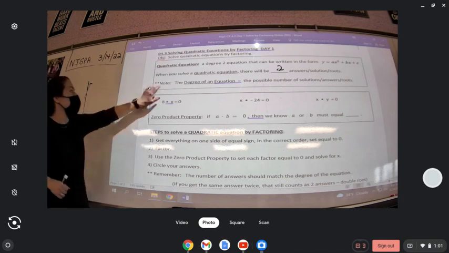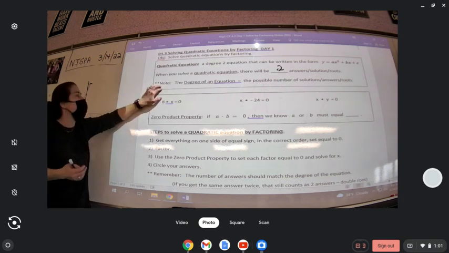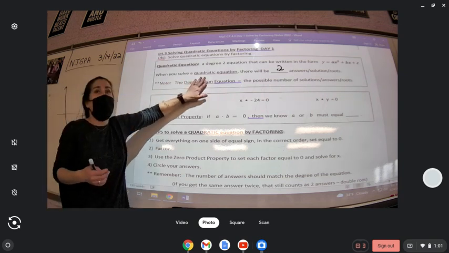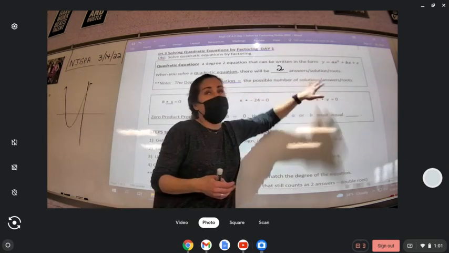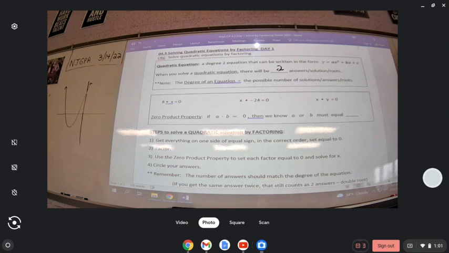All right, and then I put a little note here. This is just helpful in math. Whatever the degree of the equation is, it will equal the possible number of answers. So a degree 1 equation will have 1 answer. A degree 2 equation will have 2 answers. A degree 3 equation will have 3 answers, and so on. So the degree is a little bit of a cheat sheet to how many answers you should end up with. It's kind of nice to know that.